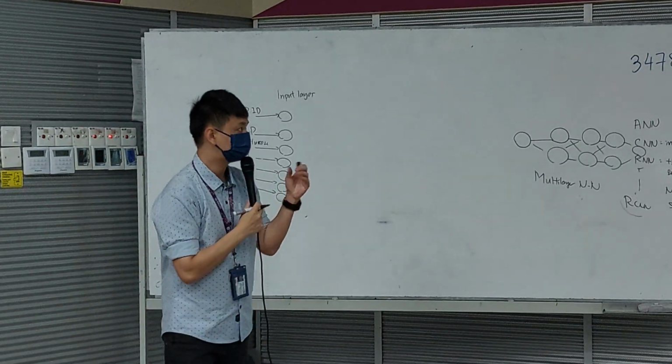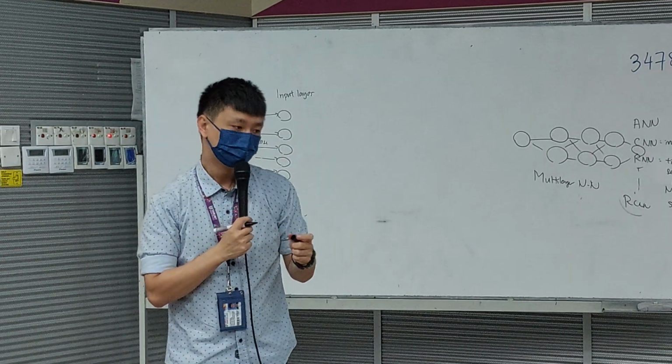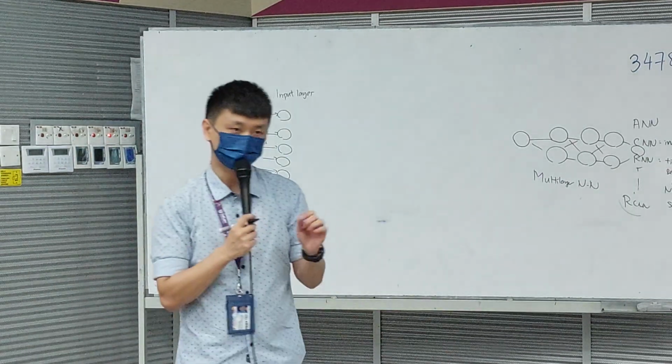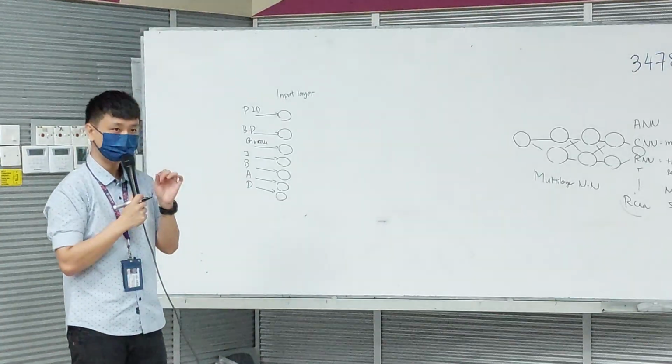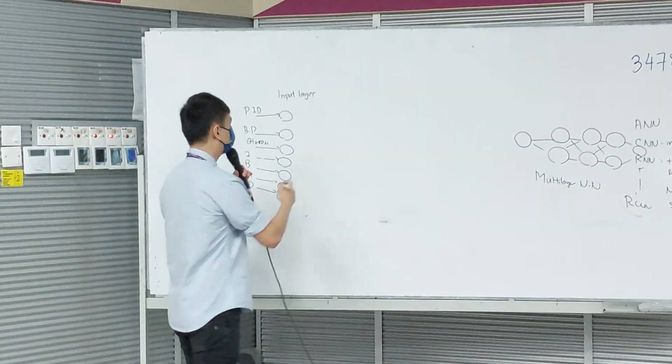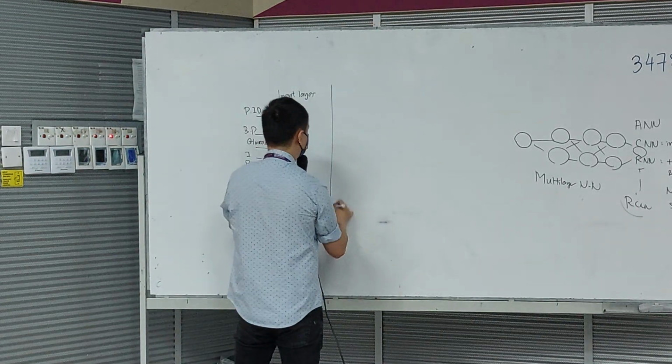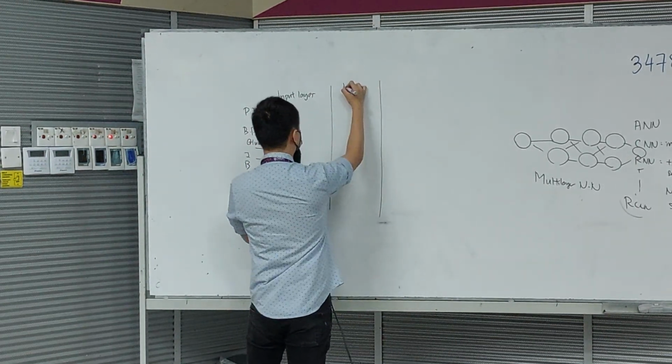The question stated design a multi-layer neural network. Multi-layer neural network means that you must have at least one hidden layer.